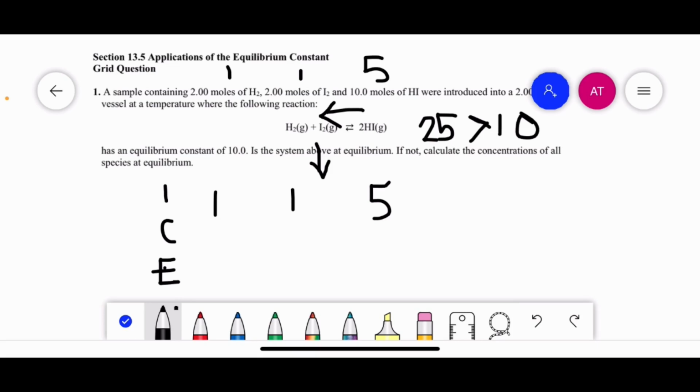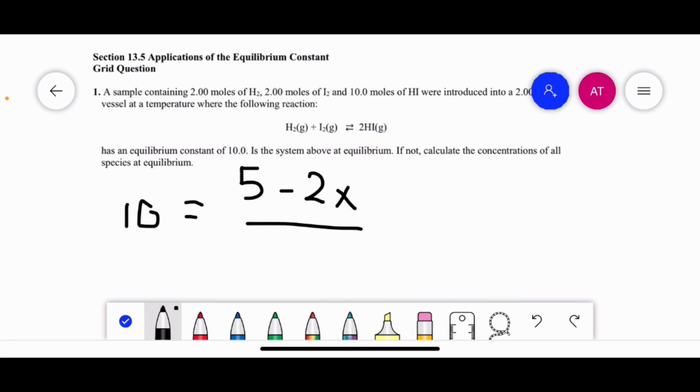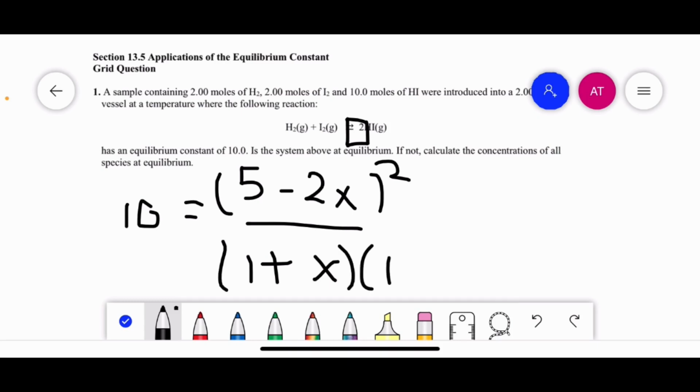Now, as we said, the backward reaction is proceeding. So H2 and I2 both get plus x, and HI gets minus 2x because the coefficient is 2. So at equilibrium, H2 would be 1 plus x, I2 would be 1 plus x, and HI would be 5 minus 2x. 10 is equal to 5 minus 2x, remember squared, because the coefficient is 2, over 1 plus x times 1 plus x, or simply 1 plus x squared.